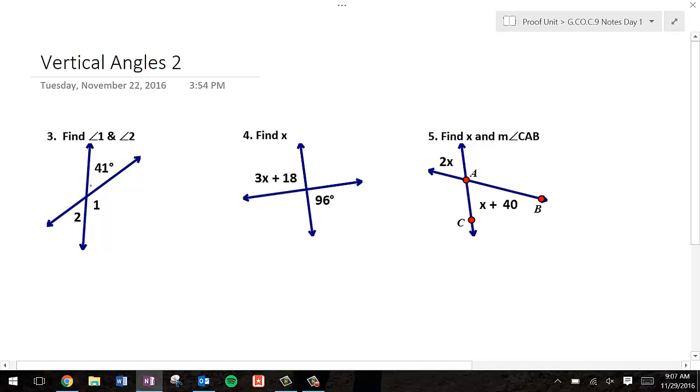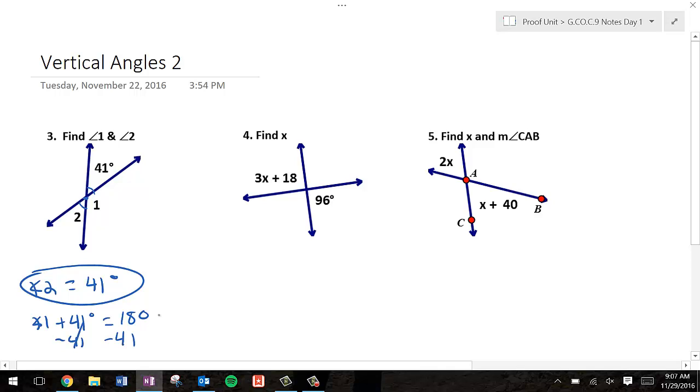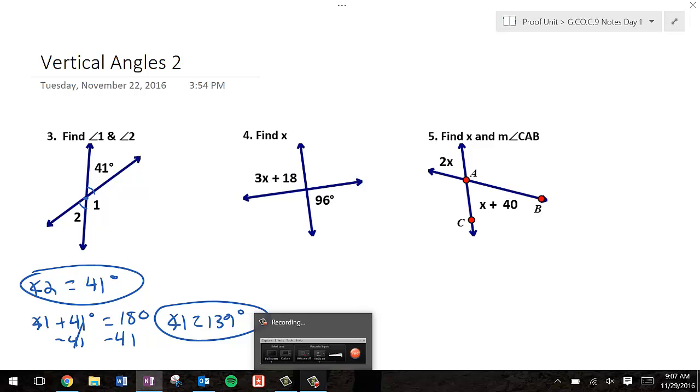So to use vertical angles here, angle 2 is equal to 41 degrees. They're across from each other, so they are equal. They share this common vertex, and their sides create opposite rays. Now, to find angle 1, we either can set it supplementary with angle 2 or supplementary with the 41 degree angle. Either way, angle 1 plus the 41 degree angle equals 180 degrees. And when I subtract 41, I end up with angle 1 equaling 139 degrees. So I'm going to pause the video right now and allow you guys to try 4 and 5 on your own.